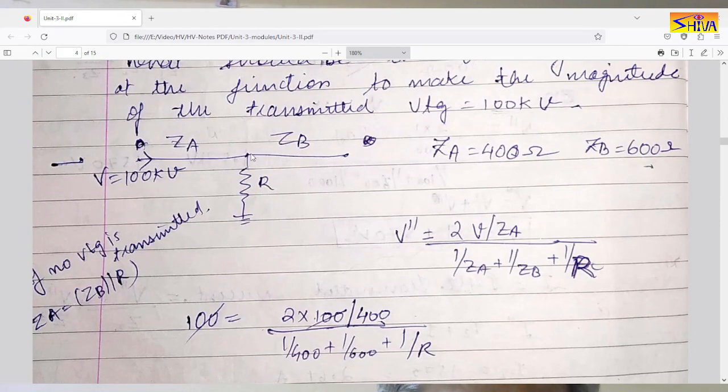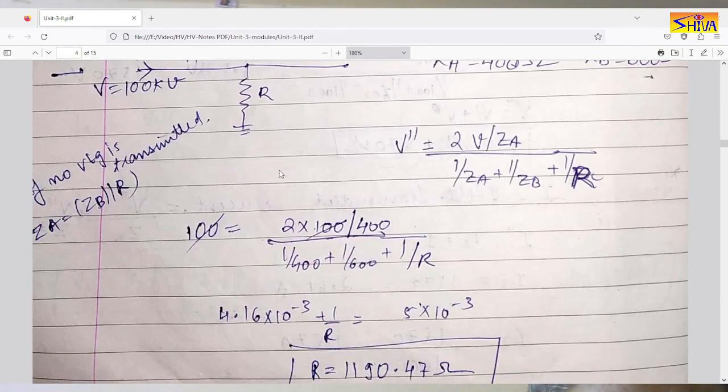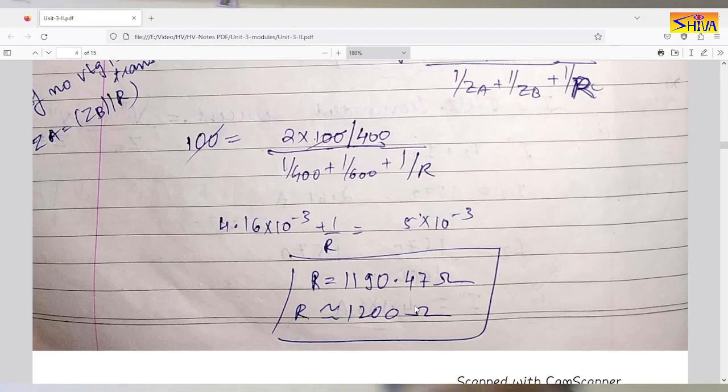Conceptually, if we don't require any reflection, then there should be no change in the terminating impedance. So whatever impedance is at this point should be the same as at this point. So ZA should be equal to the parallel combination of ZB and R. You can use this formula also, that is the concept of no reflection. ZA and ZB are given, we can compute the value of R, and you will get the same value, that is 1200 ohms.